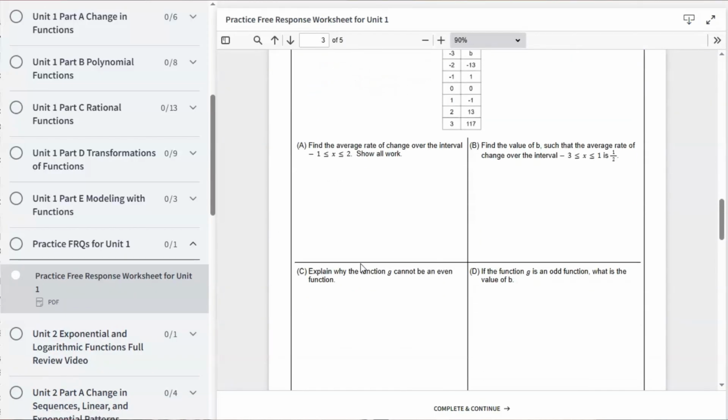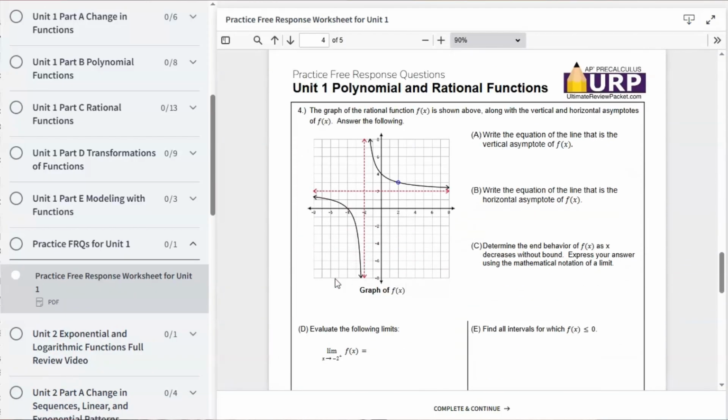That way, if you want, you can try them on your own, hit pause on the video, come back when you're done, and then go ahead and see how you did. All right, let's take a look at these 2 free response questions right now. That way, when you tackle your Unit 1 test in class, you're going to crush it.